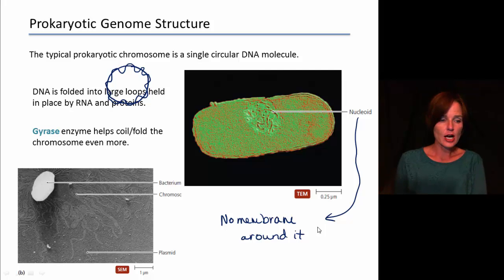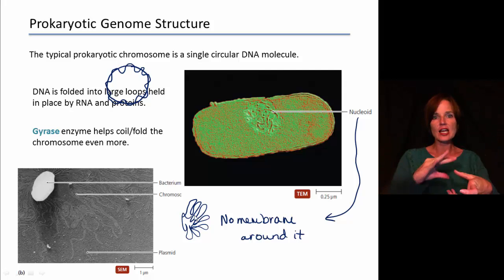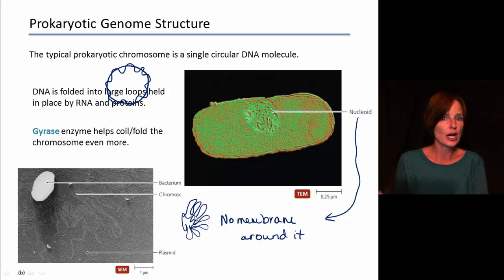If you look here, you can see that you have these long loops that are coming out. This is DNA that has been allowed to come out of the cell so that you can get an idea of how big these molecules actually are. What we're seeing is that your DNA forms these really large loops, which is going to help to compact it into that nucleoid region. We have a gyrase enzyme, which is going to help with that. The gyrase enzyme is going to coil and fold up the chromosome, fold up the DNA, so that it is organized and it fits inside of the cell.